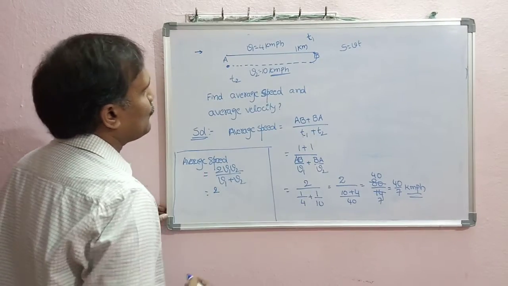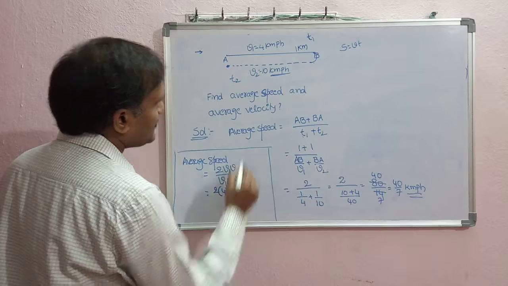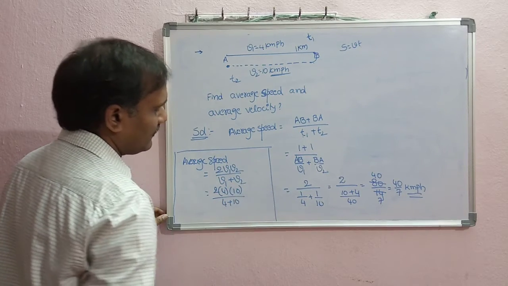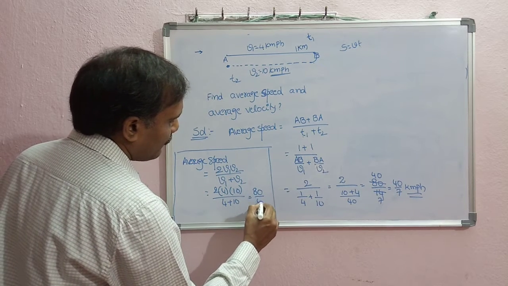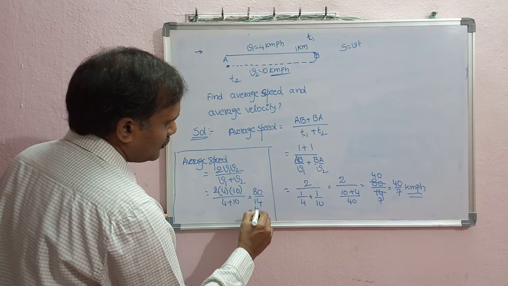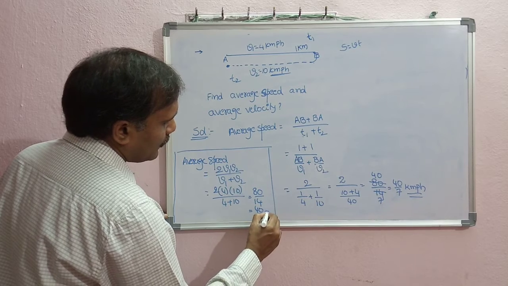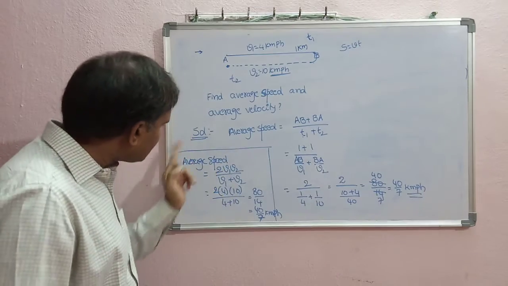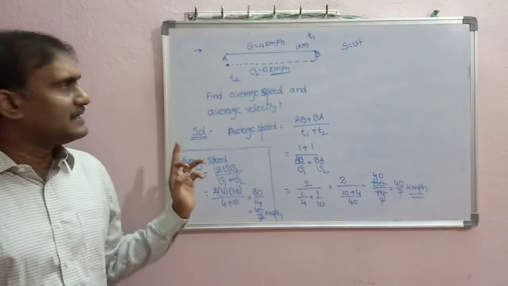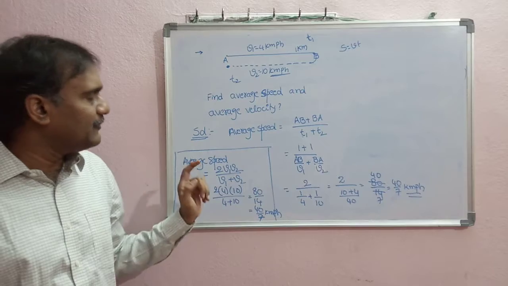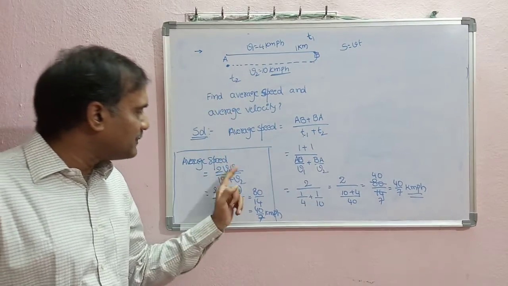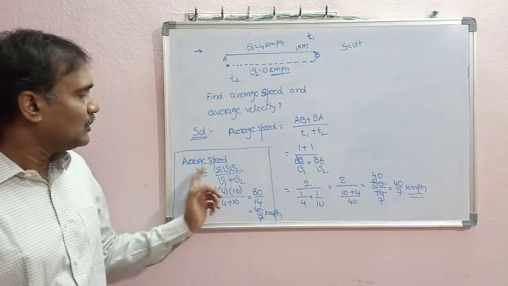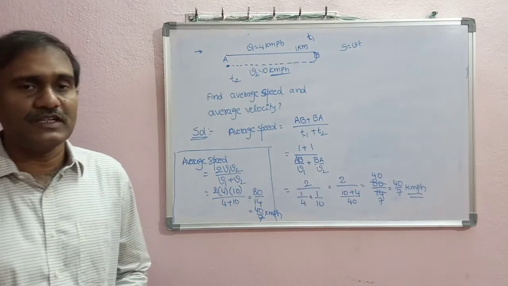This is equal to 2 into v1, which is 4, v2, which is 10, divided by 4 plus 10. That is 80 divided by 14, which is equal to 40 by 7 kilometers per hour. It is the general procedure and it is a direct formula. If the particle covers the first half of the displacement with the velocity v1 and the second half with the velocity v2, to find the average speed, we use this formula directly: 2v1 v2 divided by v1 plus v2.